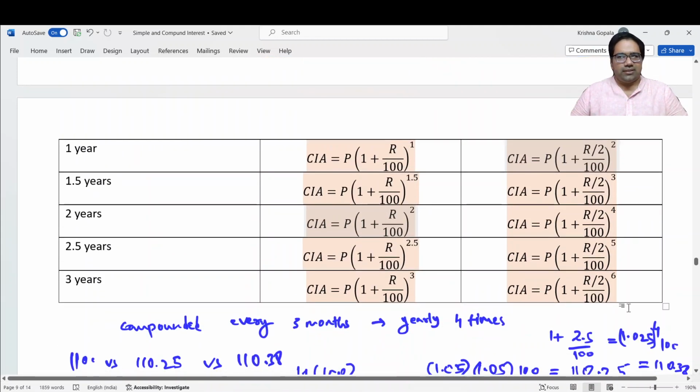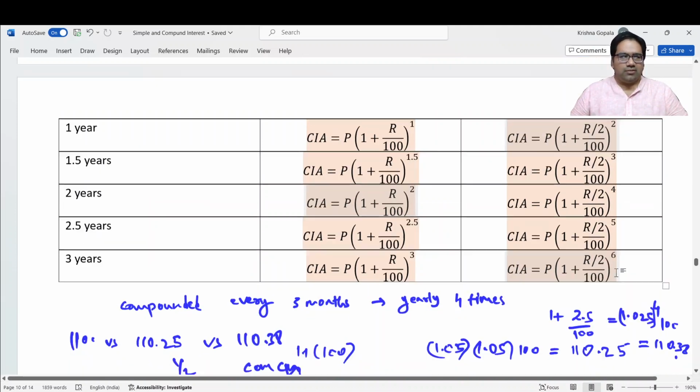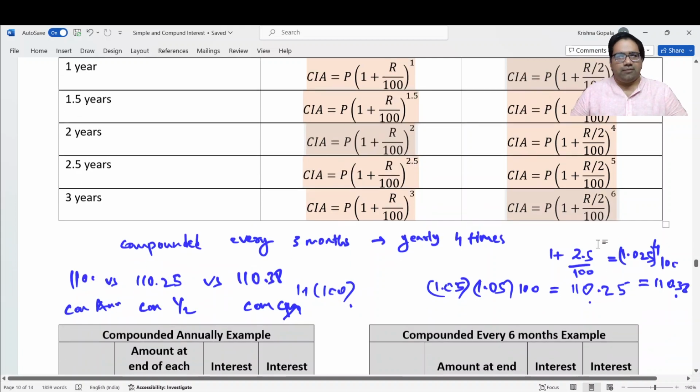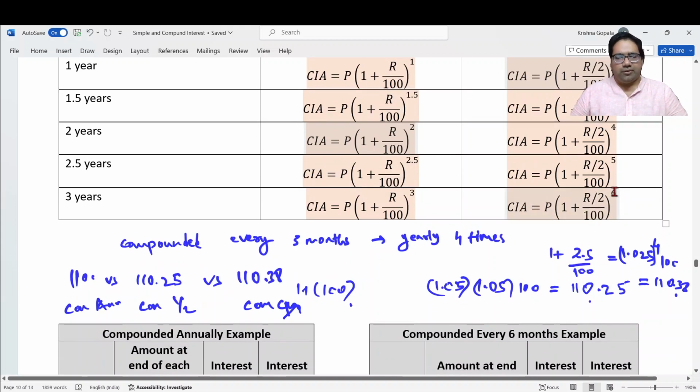So, for example, for 3 years, how many 6 month time periods are there? Six. Right. So, what is the total amount? P into 1 plus the interest rate for each time period, R by 2, to the power 6 time periods. Here in this case, for 3 years, there are only three time periods if compounded annually: three 12-month time periods. Here there are six 6 month time periods. For each 6 months, the interest rate is R by 2. For each 12 months, the interest rate is R.